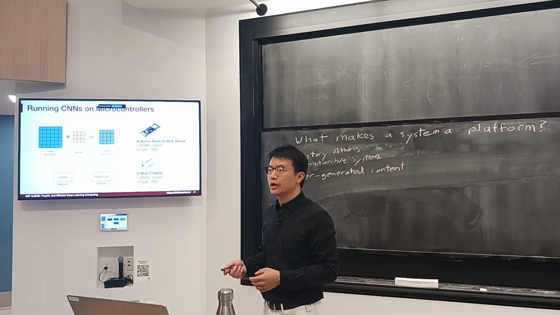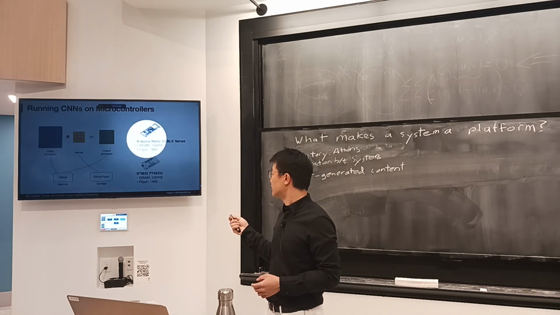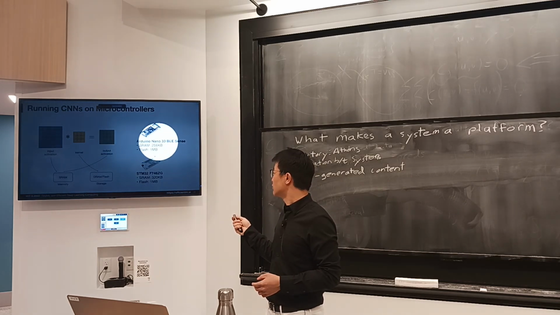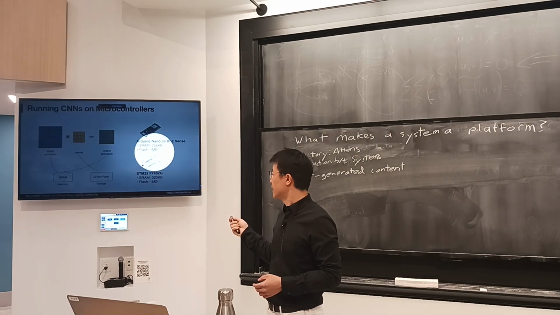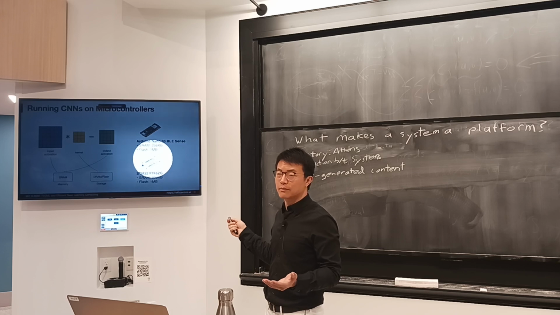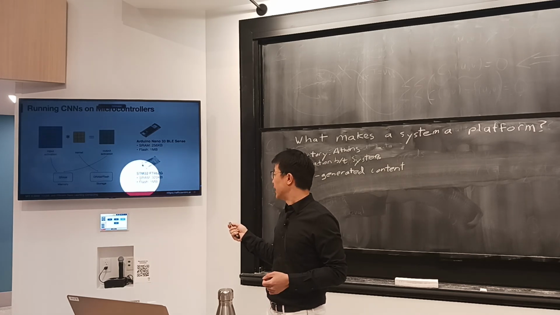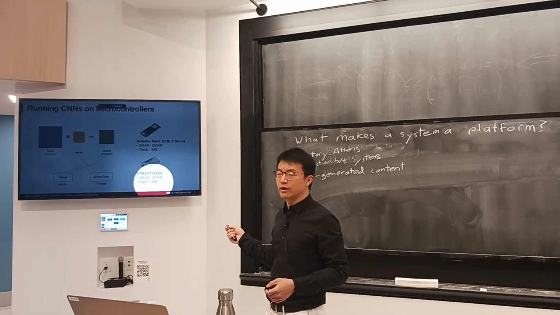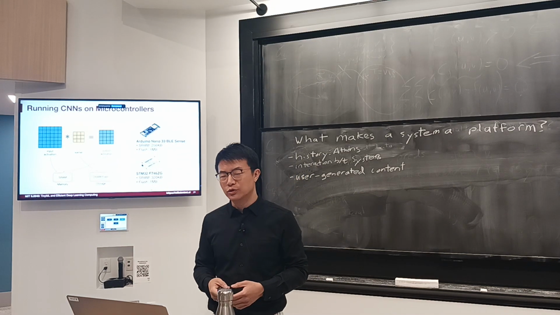So these are some popular mobile microcontroller devices, like the Arduino Nano. This device has 256 kilobytes of SRAM, 1 megabyte of flash. This STM32F746, which we use, has 320 kilobytes of SRAM and 1 megabyte of flash. So very small resources.